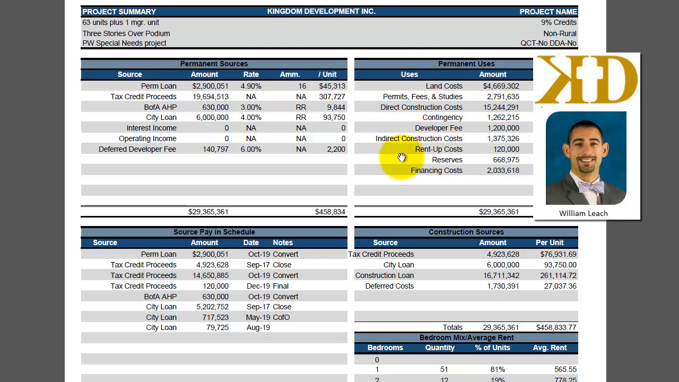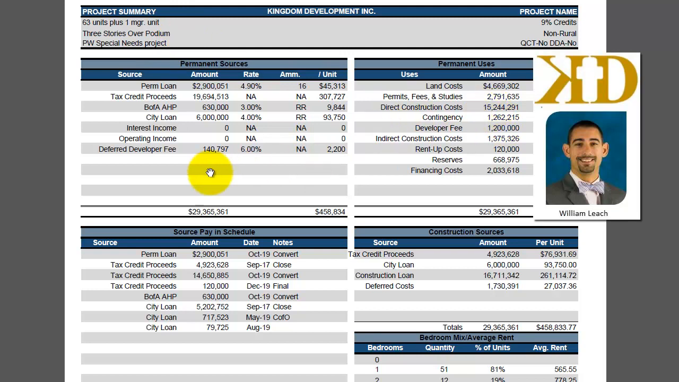This common report is what I call the summary page. It provides as much information about the deal as it can in as little space as possible, kind of like an executive summary. In the very top, we have some identifying information. What's the project name? What type of deal are we talking about? What areas does it qualify for? How many units does it have? And what are we building?